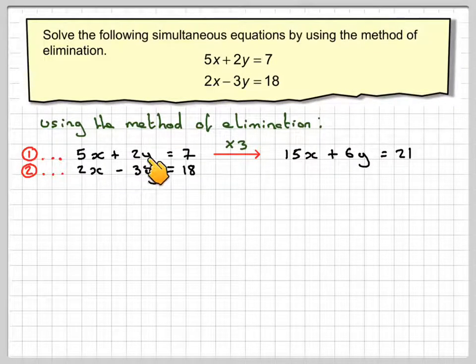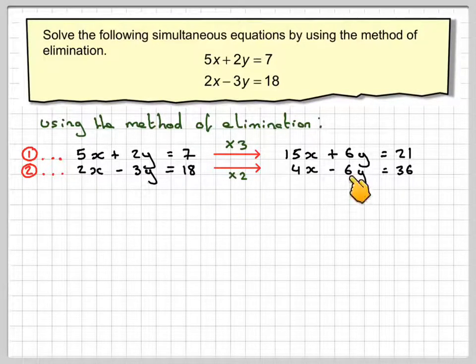Now, if we multiply equation 2 by 2, we're going to get 4x minus 6y, and then 2 times 18 is equal to 36. Now, we'll see here we now have a plus 6y and a minus 6y. If we add these two equations together, we will eliminate one of the variables. If you were going to eliminate x, you'd multiply the top one by 2 and the bottom one by 5.